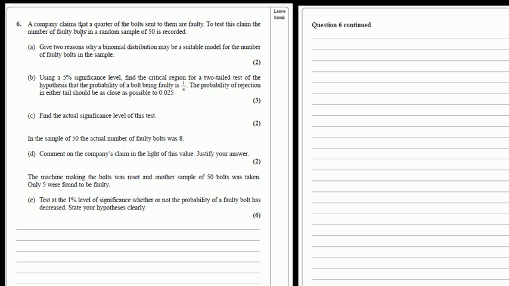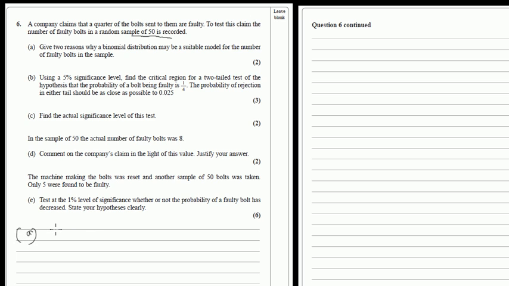A company claims that a quarter of the bolts sent to them are faulty. To test this claim, the number of faulty bolts in a random sample of 50 is counted. Okay, so 50 is the random sample, so obviously this is going to be binomial. Give 2 reasons why a binomial distribution may be a suitable model for the number of faulty bolts in a sample. That means the properties of the binomial distribution.